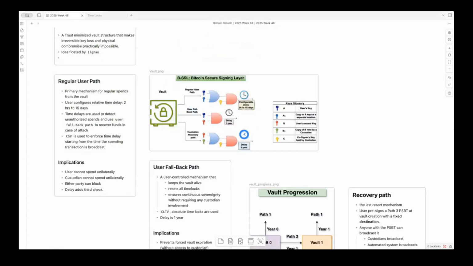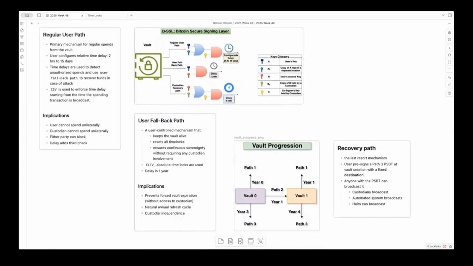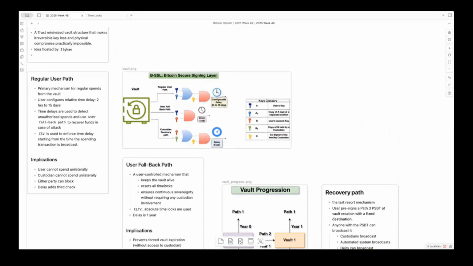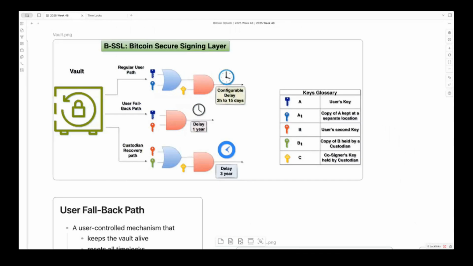So yeah, that's about the three paths. So yeah, if there are any questions.